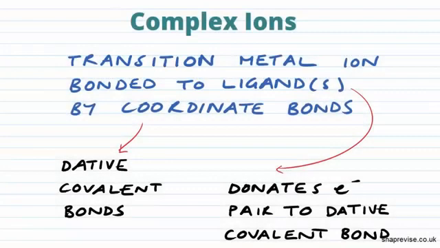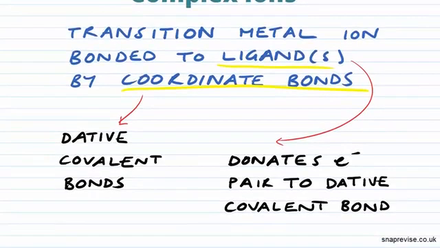Well, our complex ions are transition metal ions bonded to ligands by coordinate bonds. Now you'll notice some new terminology here, so let's just go through and describe that. Our ligands are species that donate a pair of electrons to form a dative covalent bond. And this dative covalent bond is known in this instance as the coordinate bond.